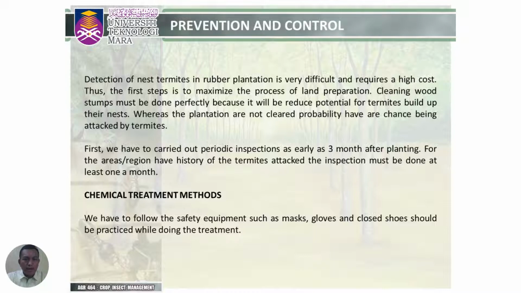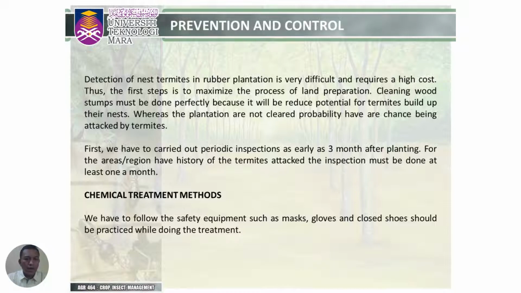Detection of termite nests in a rubber plantation is very difficult and requires a high cost. Thus, the first step is to maximize the process of land preparation. Cleaning wood stumps must be done perfectly because it reduces the potential for termites to build their nests. Whereas if the plantation is not clear, there is a chance of being attacked by termites. Okay, how to control termites in the rubber plantation?